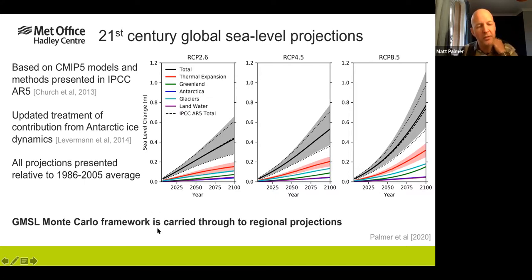An important development that wasn't there for AR5 or indeed SROCC was that the Monte Carlo framework that's used to develop the global mean sea level projections is carried through to the regional and local projections of sea level. And that's quite important for making sure that we're representing the uncertainties correctly. I will talk a bit more about why that is important. There were some statistical approximations made for AR5, which are reasonable, but suboptimal, I would say.